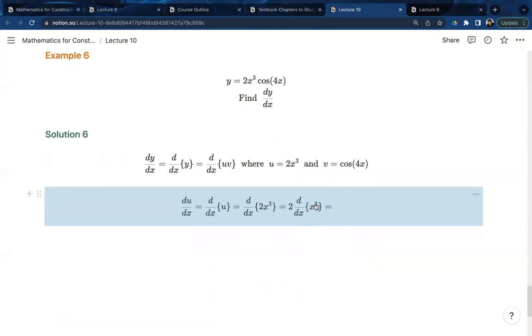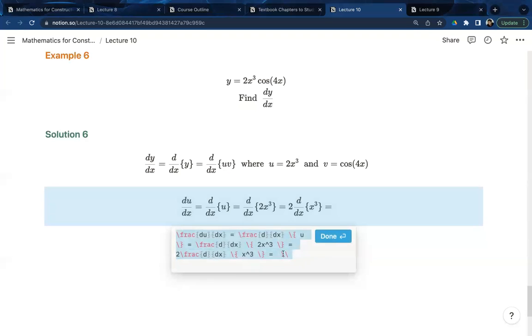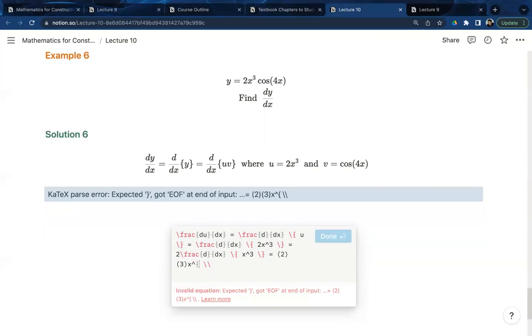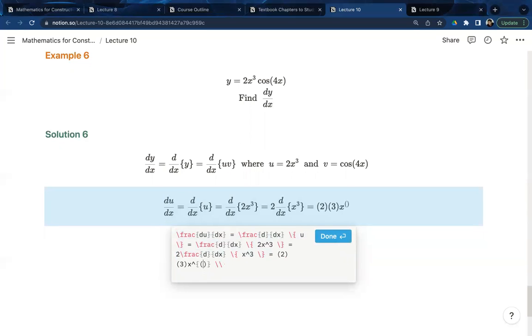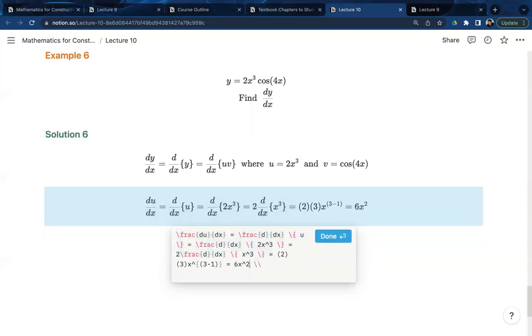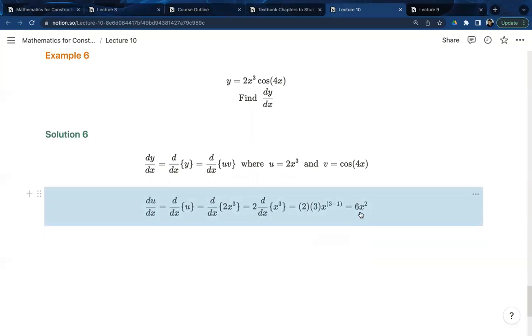So what is the power? 3. So this is 2 by 3 x to the power, and what is the power? 3 minus 1. Okay, so 2 3s are 6x squared. 6x squared is the derivative of u. du dx is that.